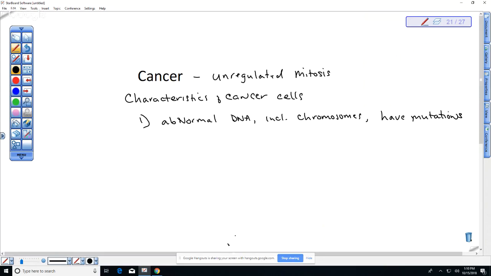So mutagens, which cause mutations, are carcinogens when they cause cancer.